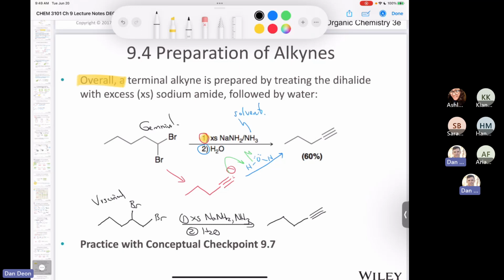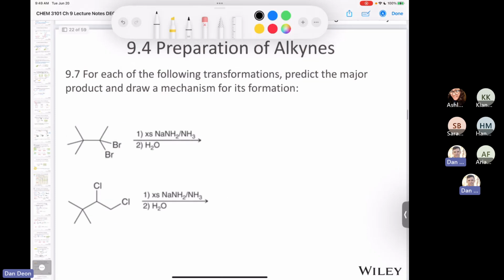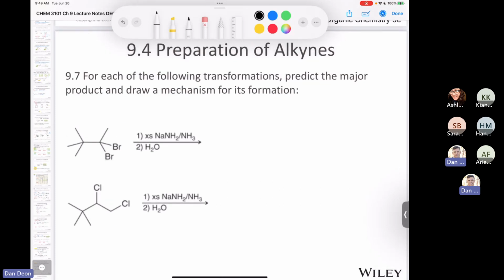All right, so with that in mind, let's try a practice problem. It's question 9.7. It says, for each of the following transformations, predict the major product and draw a mechanism. So this is a geminal dihalide, right? Both halogens are on the same carbon, and this one is vicinal. You have two halogens on adjacent carbons, right? These carbons, the carbon in red and the carbon in blue, are next door to each other. So let's start with the first one, and maybe we'll save the second one for another day.